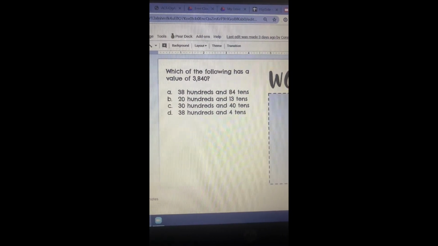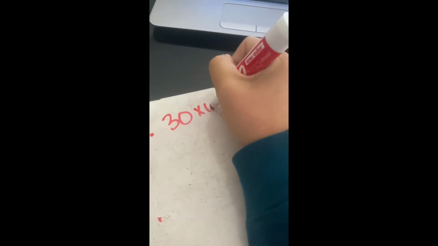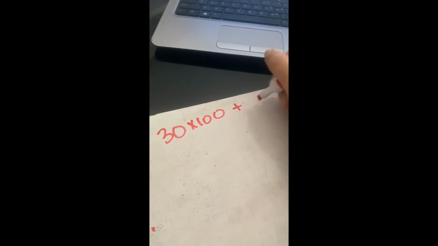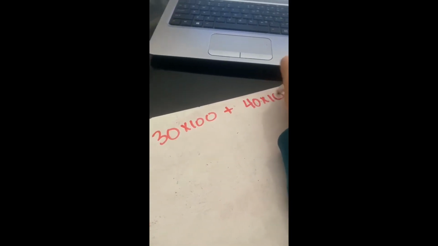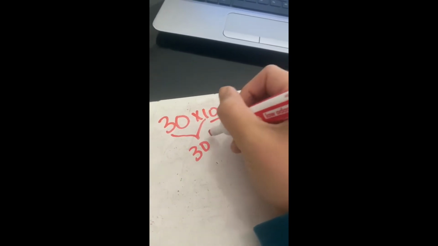I need to make more room on my board. Hold on. C says 30 hundreds and 40 tens. So 30 times 1 is 30, and then you attach your zeros. 40 times 1 is 40, and then you attach your 0. So 3,000 plus 400 is 3,400, guys. So that is not what I asked for.